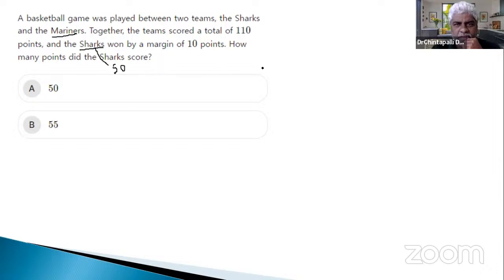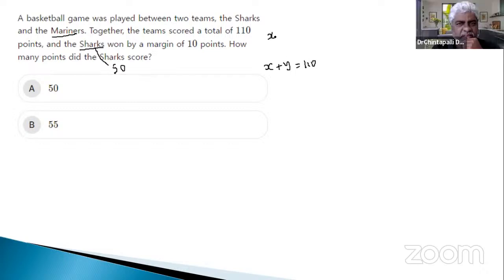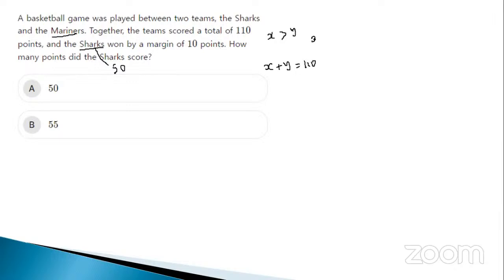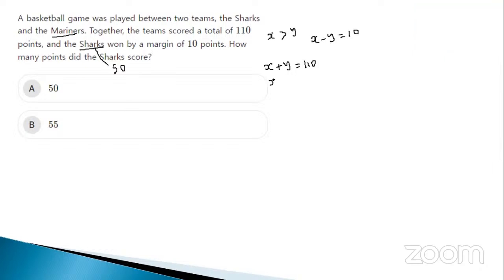See, total number of points is 110. So x plus y is equal to 110. X is more than y. X is the points that Sharks has, right? Yes, sir. How much more? 10. X minus y is equal to 10. Use that point here.